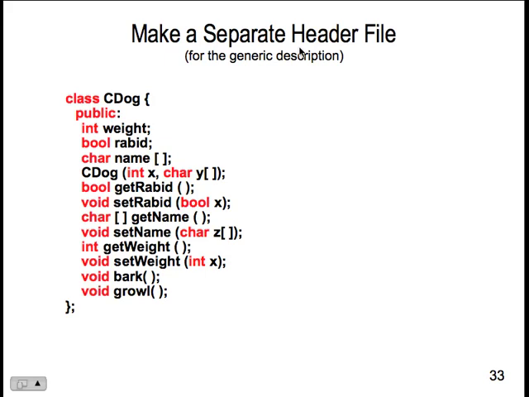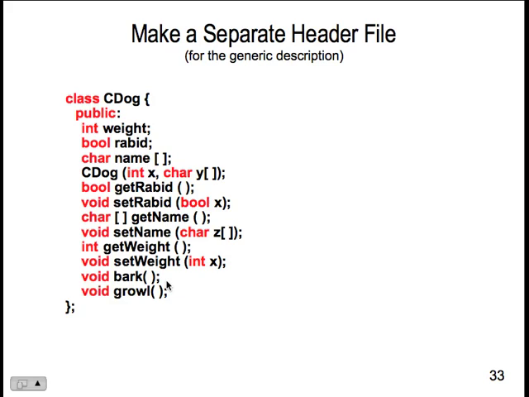So we want to make a separate header file, and inside of the separate header file, for a generic description of CDog, we're going to have public. Right now we're just using public for everything. Weight, rabbit, name, same thing as we had before. Here's our default constructor, and here's our accessor and our modifier, our get weight, set weight, get rabbit, set rabbit. Notice we don't have anything inside. These are what's referred to as function prototypes or method prototypes or specifications. If you're talking about C++, void bark, semicolon, no opening and closing brackets.